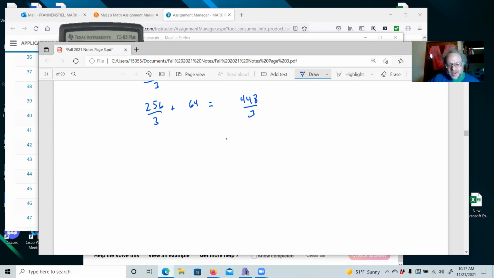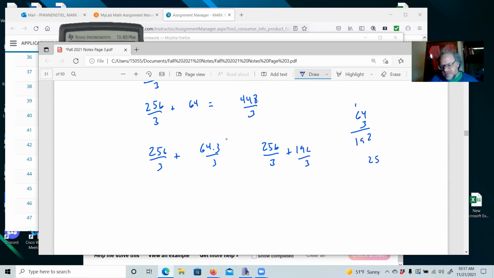If you didn't want to do it that way, we'd have 256 over 3 plus 64 times 3 over 3. So we have 256 over 3 plus 64 times 3. What is that? That's 192, so we have 192 over 3. So we just add 256 and 192. We get 448, so we'd have 448 over 3, and there we go.